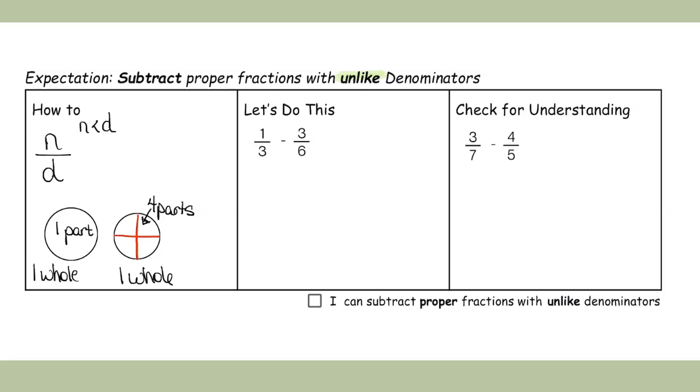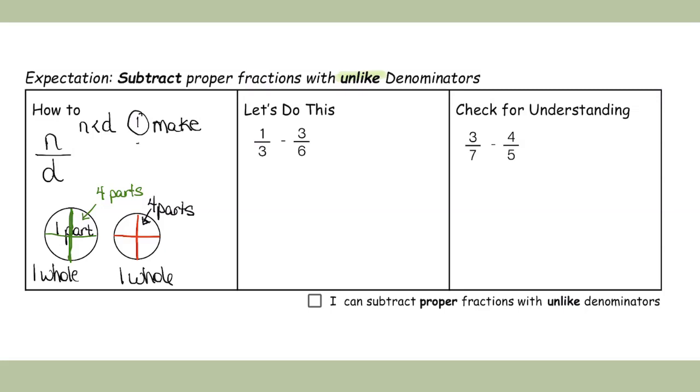Because it's one whole, I can easily make this first circle have the same amount of parts as the second circle. I have not changed anything with the exception of how I divided this first whole. That's what we're going to look into as we begin to subtract proper fractions with unlike denominators. The first thing we want to remember to do is to make the denominators the same.